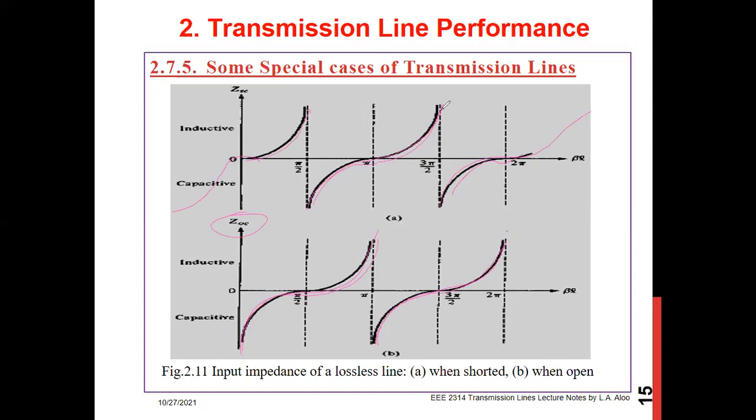So that will be the plot of the Z short circuit against electrical length for the shorted line, and the Z open circuit against electrical length for the open circuited line. We have considered the lossless line.